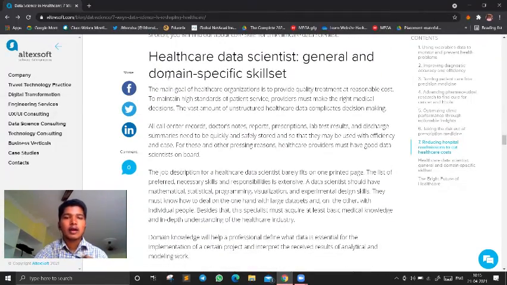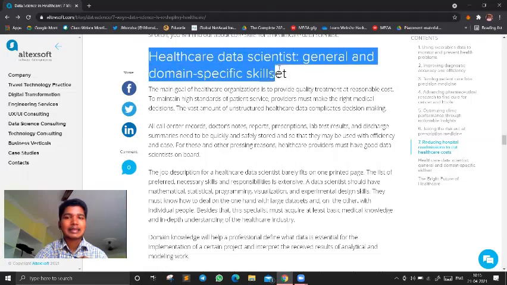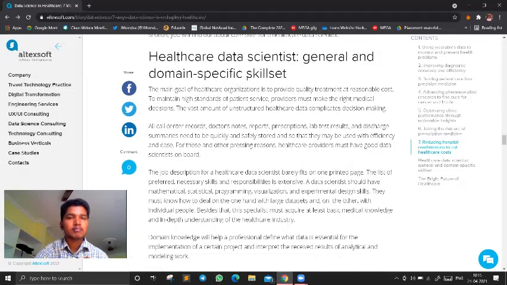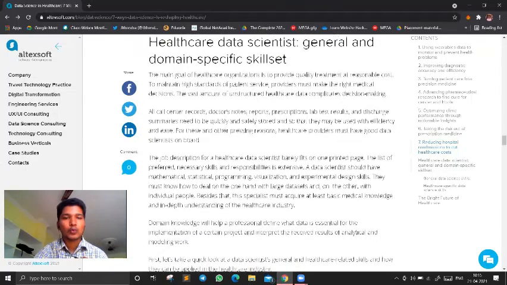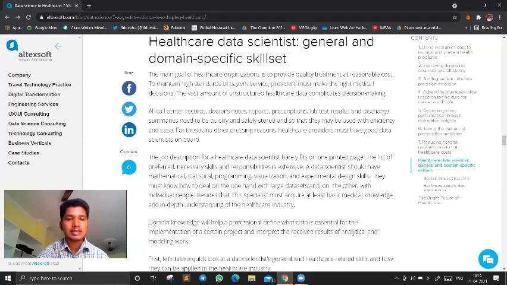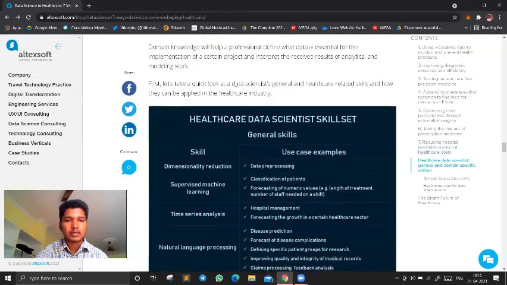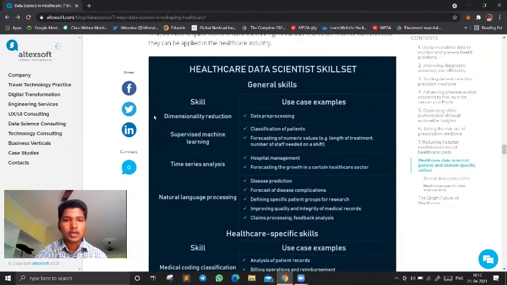Next, if we go to the healthcare data scientist, he has some skill set, right? So we'll check what main skills he needs. Once you check here, dimensionality reduction means he should be able to process the data. He should cut the null values and also improve the data by removing some null values and changing categorical to numerical values. We have those kinds of things.